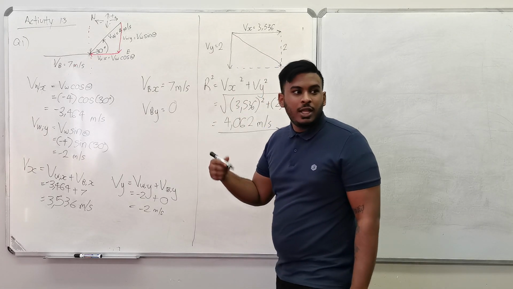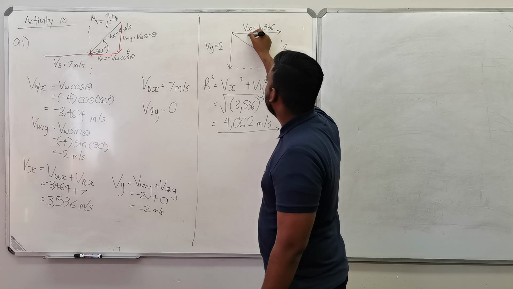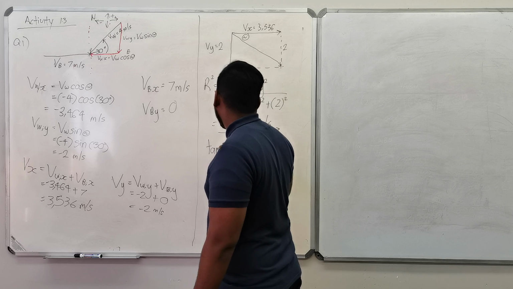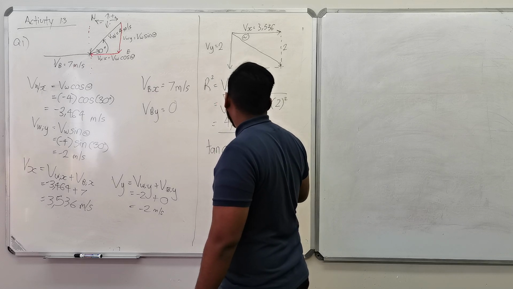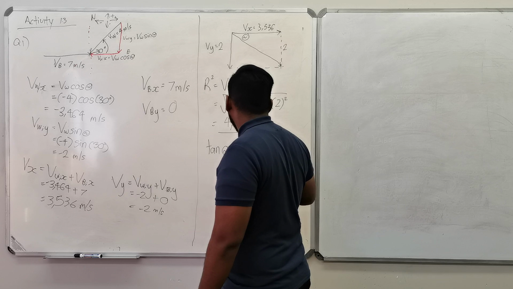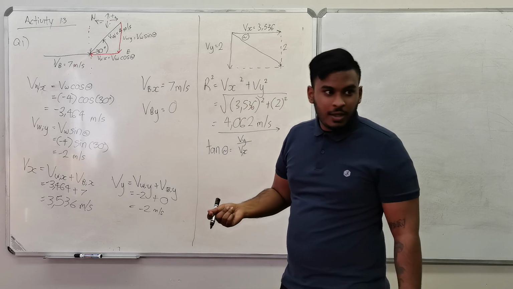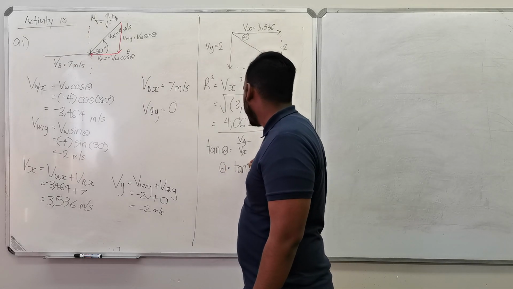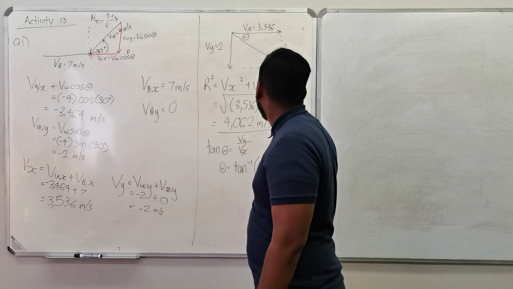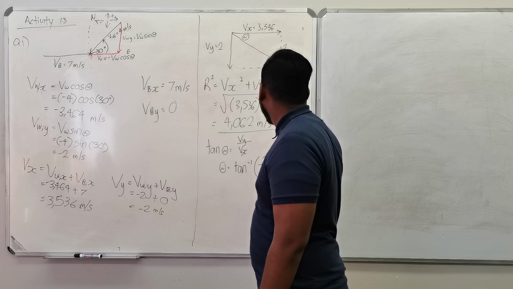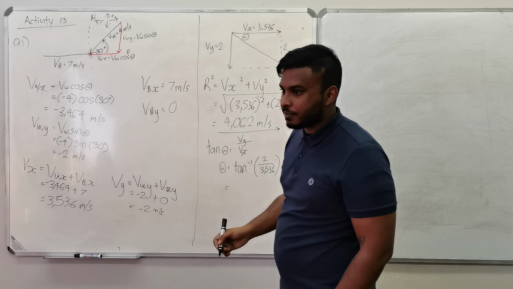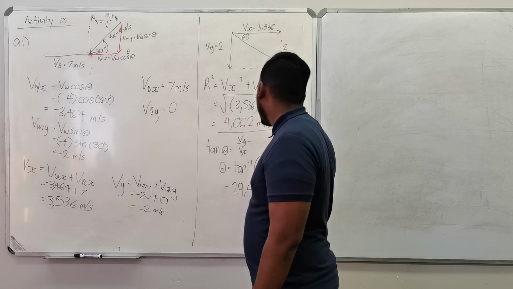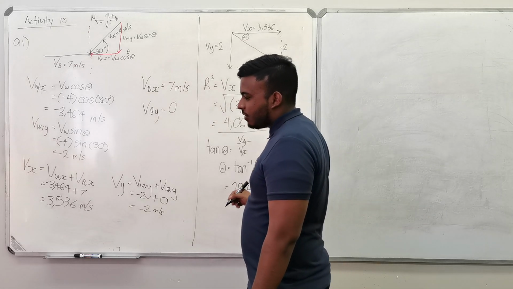Right, now we need to work out the angle. So we're going to work out this angle. Tan of this angle will be equal to the velocity of y all over the velocity of x. You understand this part? Your angle is equal to shift tan of 2 over 3.536, which is equal to 29.46.